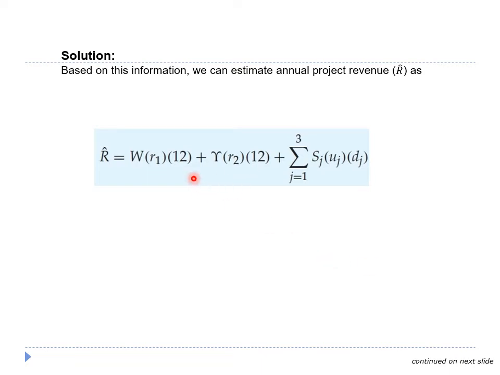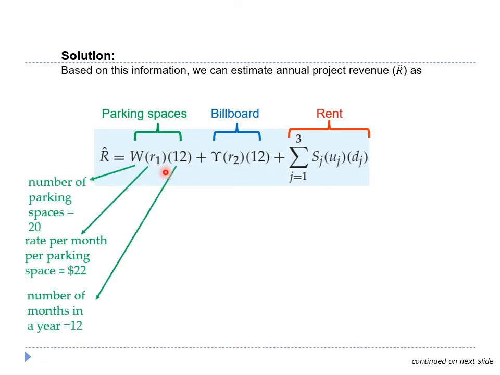This is actually a formula for the factor technique. The first part here consists of the revenues that can be directly estimated, which include the parking spaces and billboards. The second part is the revenue to be estimated using the unit technique, which is the rent. The revenue generated from the parking spaces can be estimated by multiplying the 20 parking spaces by the rent per month per parking space of $22 and 12 months of a year.